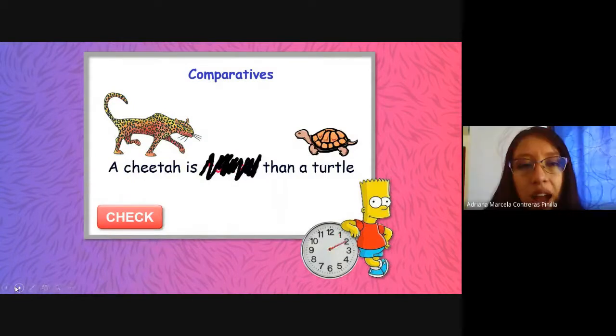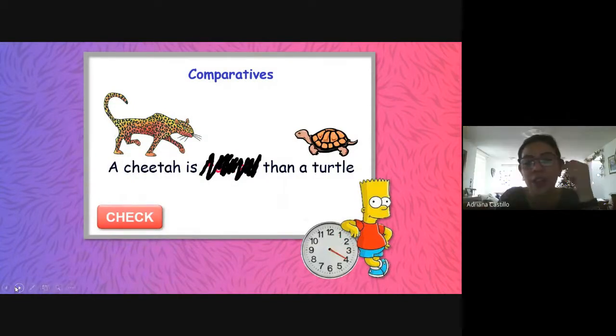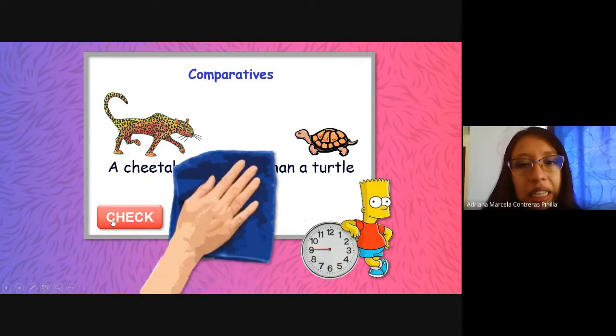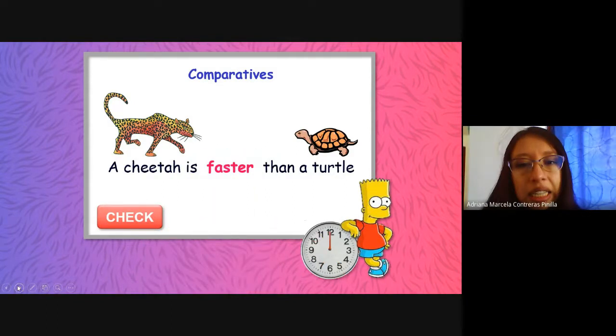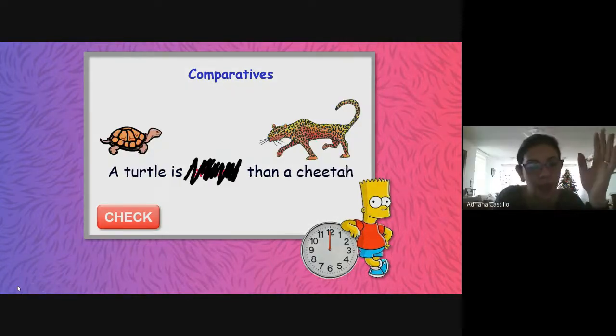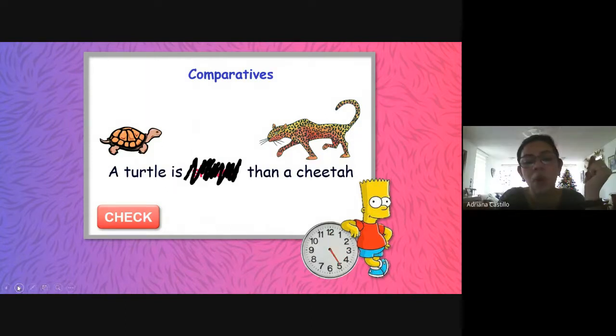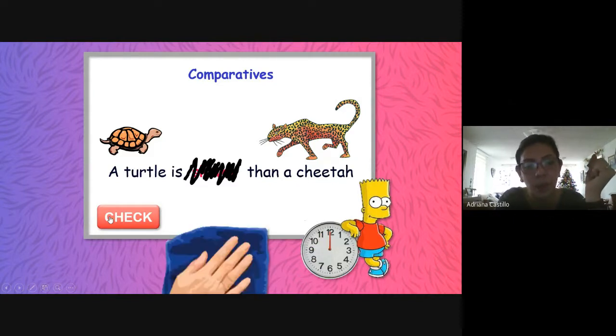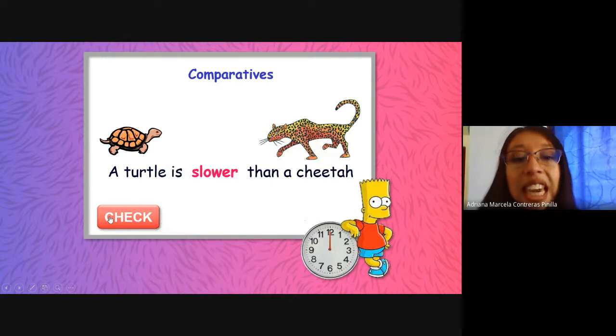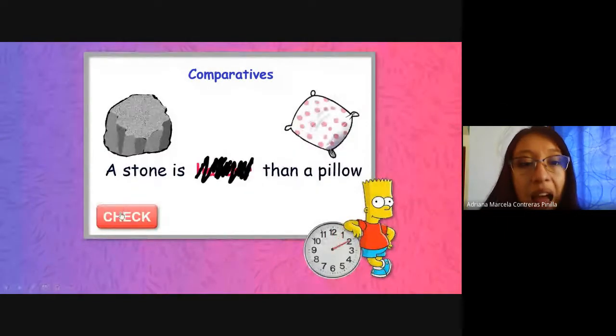A cheetah is faster than a turtle. Faster, very good. Es más rápida. Now, a turtle is slower than a cheetah. Slower, very good.